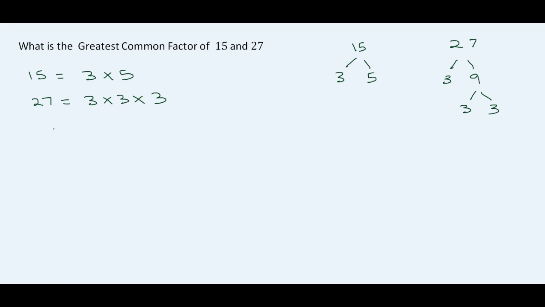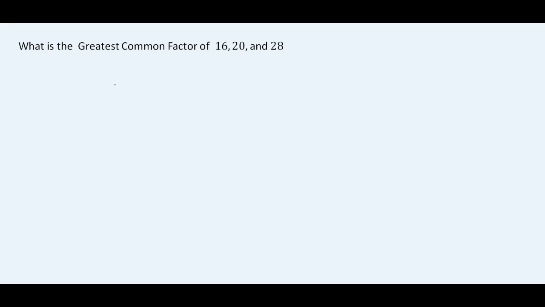So what we're going to do now, to get our greatest common factor, is only deal with numbers that appear in each of the numbers. So we're looking at prime factors that appear for each of the numbers given. We can see 3 is a common prime factor here. There's nothing else that is common. So GCF is equal to 3. Let's look at another example.